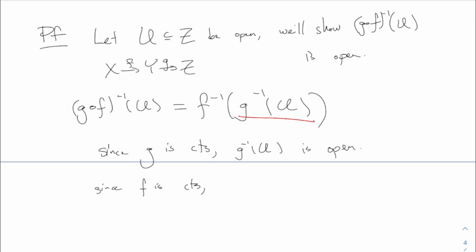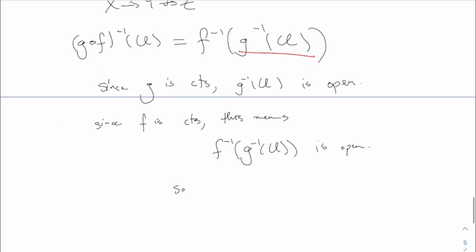Can't you say F inverse is open? G inverse. Yeah, F inverse of this red thing, right? We just said the red thing is open, and since F is continuous, it means you pull back an open, you get an open. So since F is continuous, this means F inverse of G inverse of U is open. But actually that's what we wanted to show, right?